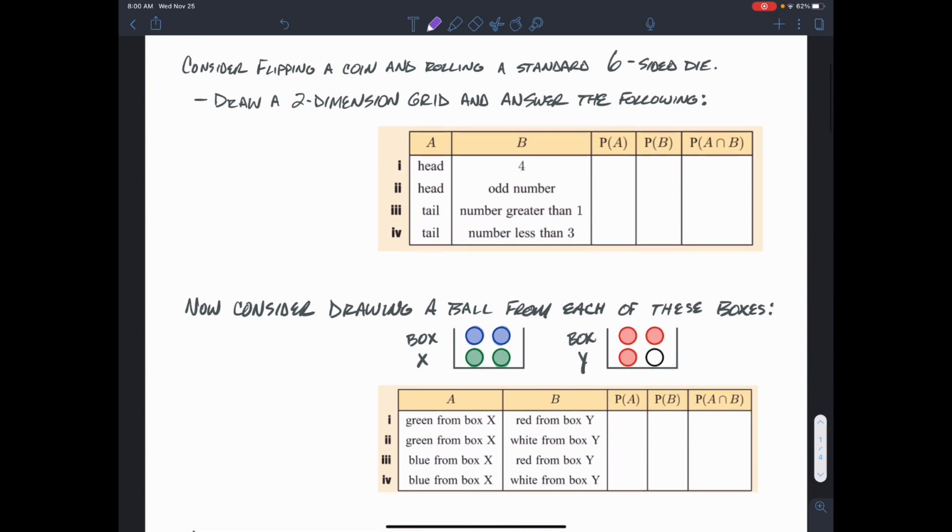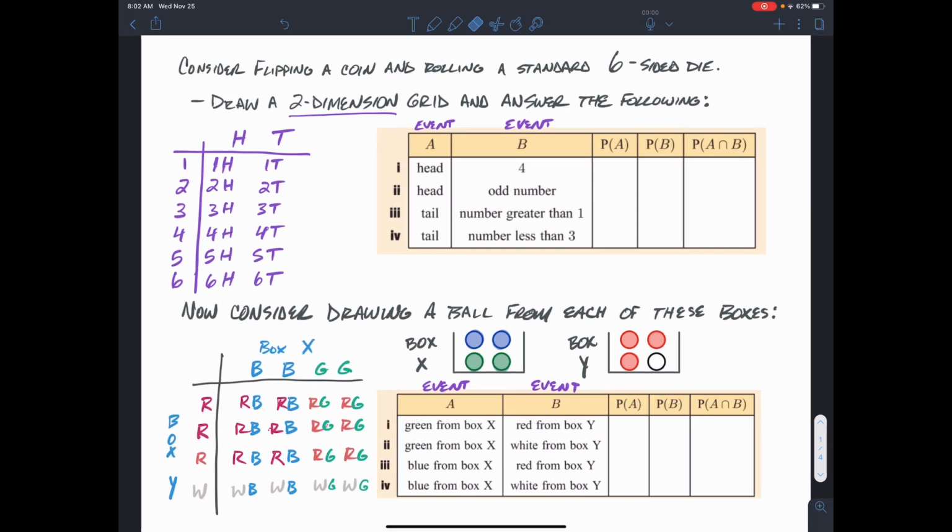What I'd like you to do is pause the video for a second, and draw a two-dimensional grid for each of these, for the first example and the second example. Consider this the event here, event A and event B, and in the second example, again, this would be event A, and this would be event B. And I want you to fill in the table of what the probability of just event A is, what the probability of just event B is, and then the intersection of those two events. And same thing down here. And then in a moment, we're gonna make an observation about the relationship between these. So take a moment, pause the video and do that.